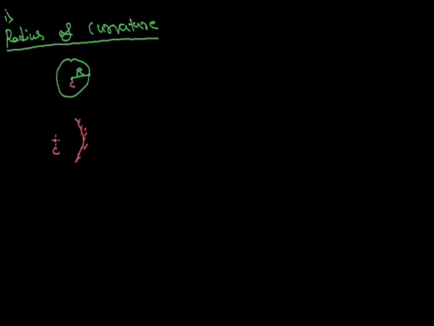Now if we join the center to the pole, which is the half of this reflecting surface, or say aperture, then if we join the center of curvature to the pole, this line is known as the principal axis. And the distance from this point to this point, from the pole to the center, is known as the radius of curvature, which is denoted by R.